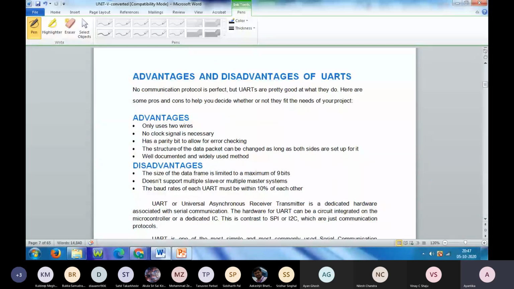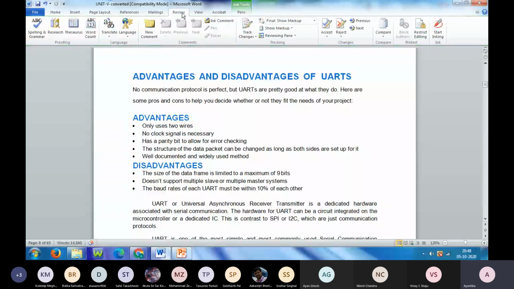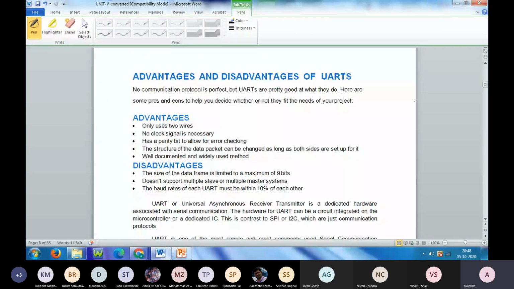So this is a very simple protocol, and the advantages are that you are only using two wires. Of course, it is asynchronous, so no clock signal is there. A parity bit is there too, as I have already mentioned, for error checking. So these are mostly the advantages.